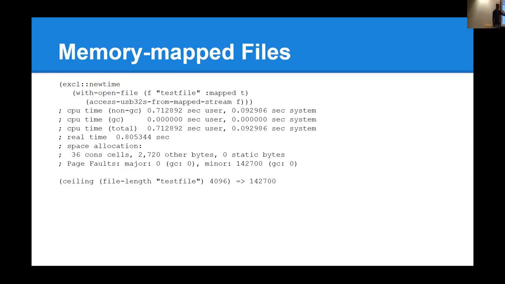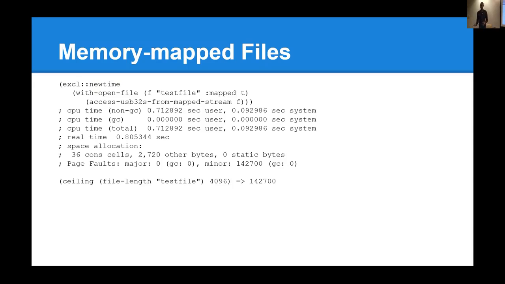I want to just highlight the fact that we get 142,000 page faults when we do that, minor page faults, which means every time we access a new page of memory, the operating system takes a page fault, brings the file data into our address space, and makes it available to us. But even with all that overhead, it's still faster than just reading using the standard Lisp functions.